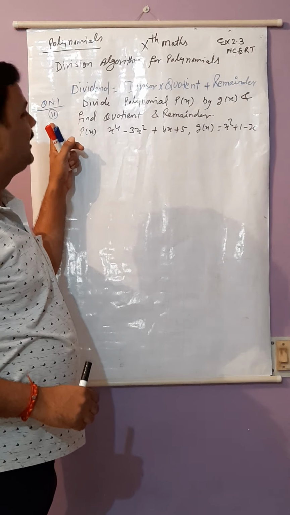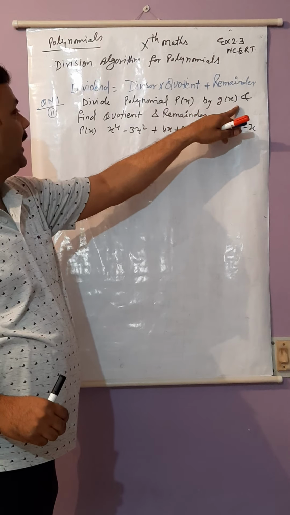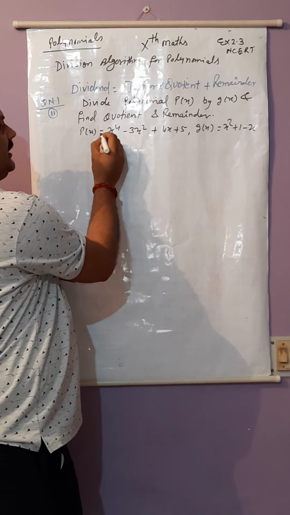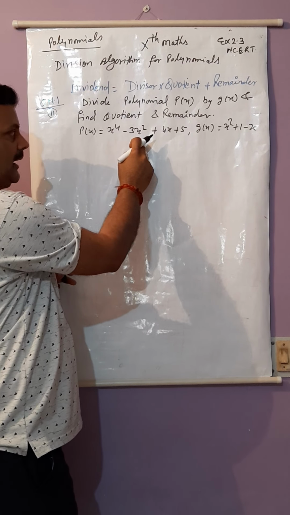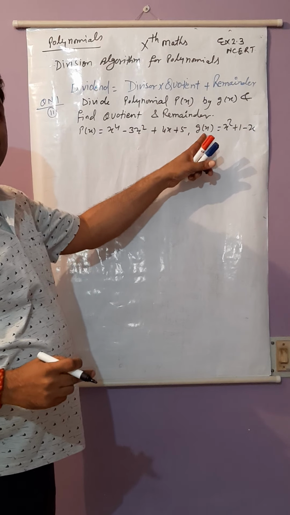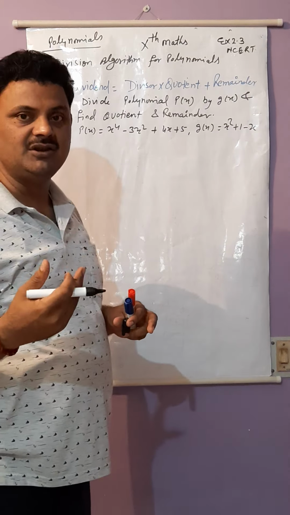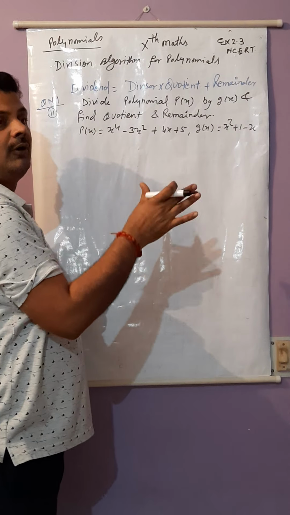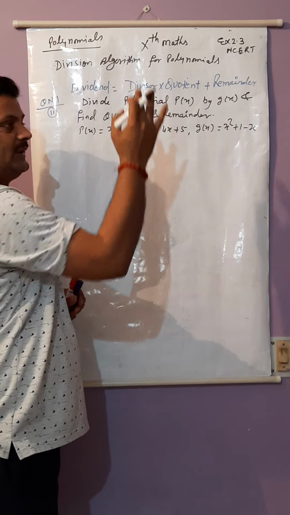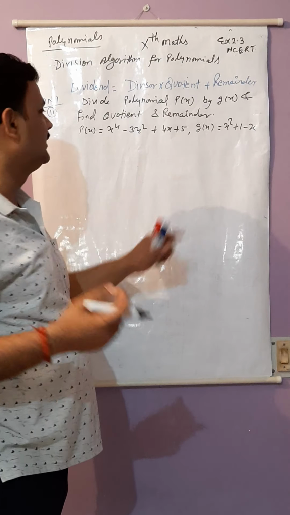Question number 1, second part I am taking over here. The question is: divide polynomial px by gx and find the quotient and remainder. The polynomial px is given here: x power 4 minus 3x square plus 4x plus 5. And another polynomial is given, gx is equal to x square plus 1 minus x. Before starting the division, we should put them in standard form. Standard form means highest degree, then lower degree, then lower, and the lowest one. But see here it is not arranged in the order. So we should arrange it in the order.